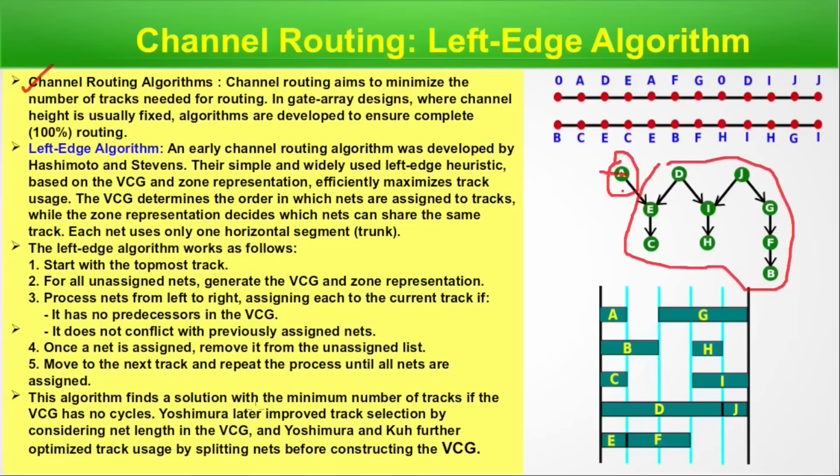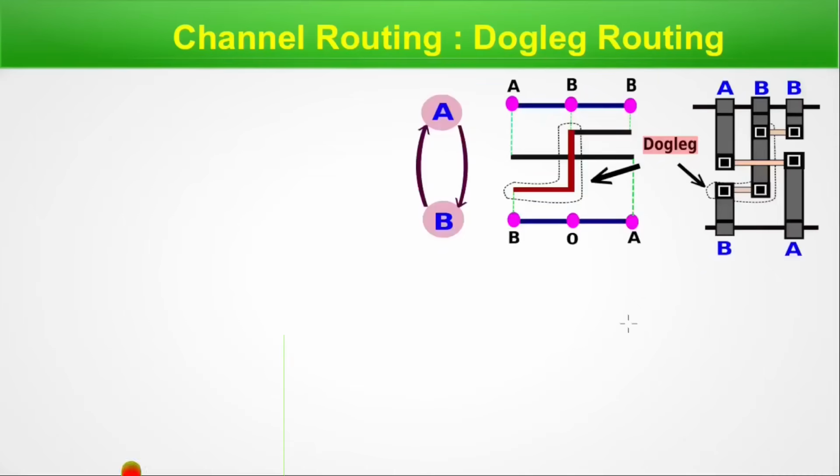This algorithm finds a solution with the minimum number of tracks if the VCG has no cycles. Yoshimura later improved track selection by considering net length in the VCG, and Yoshimura and Co. further optimized track usage by splitting nets before constructing the VCG. That was a modification by Yoshimura and Co. So this is the earliest channel routing algorithm, the left edge algorithm. We are done with that and will move to the next slide.